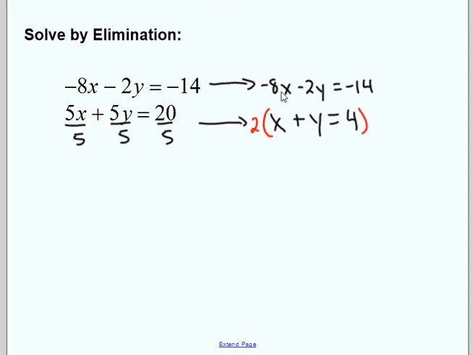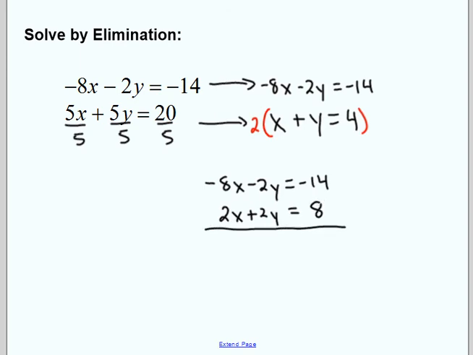So I'm going to leave the top equation like it is. Negative 8x minus 2y equals negative 14. And I'm going to multiply the bottom equation by 2, and I'll get 2x plus 2y equals 8. Now if I add these together, negative 8x plus 2x is negative 6x. Negative 2y plus 2y is 0y. Those are eliminated. And then negative 14 plus 8 is negative 6. Divide both sides by negative 6, and x turns out to be 1.